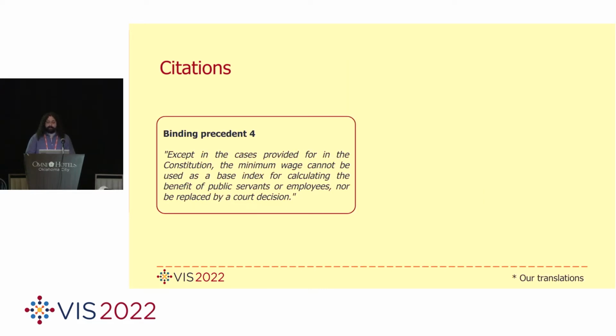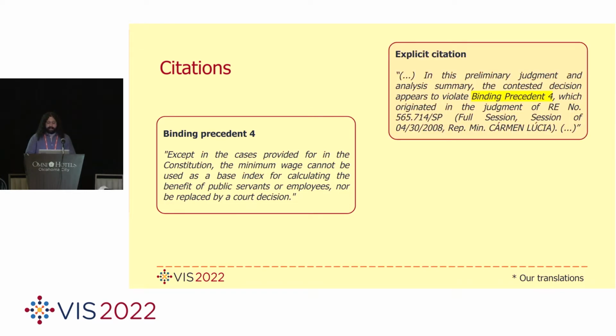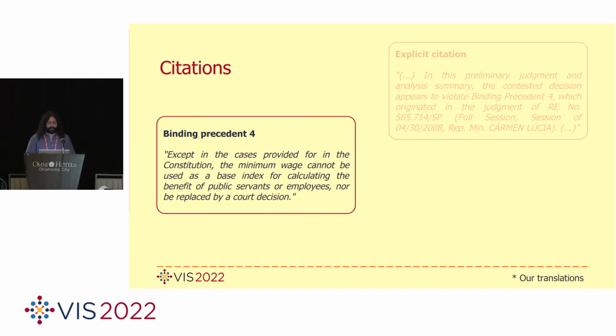Consider the example of BP4, which deals with the issue of the minimum wage being used as an index. This decision explicitly cites the BP4 in the text. That is, this is an explicit citation. However, there are documents that do not cite the BP but have a subject close enough.